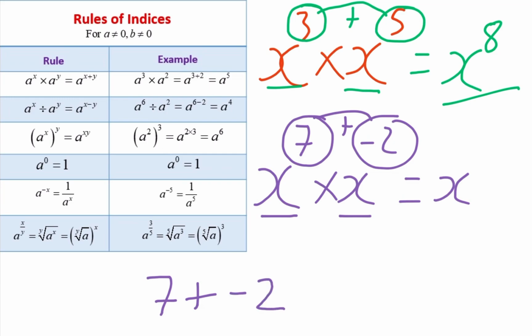The plus and the minus, 2 different signs, means that you end up with a minus. So 7 take away 2 is equal to 5. So the answer is x to the power of 5. It is not x to the power of 9 because you see a 7 and a 2. Let's have a look at another one.